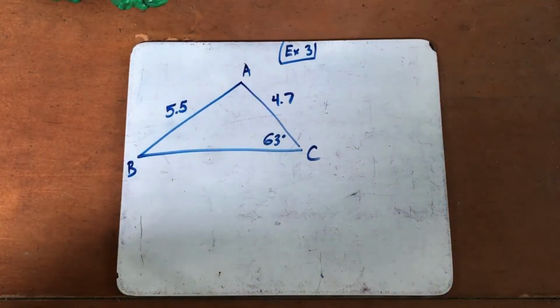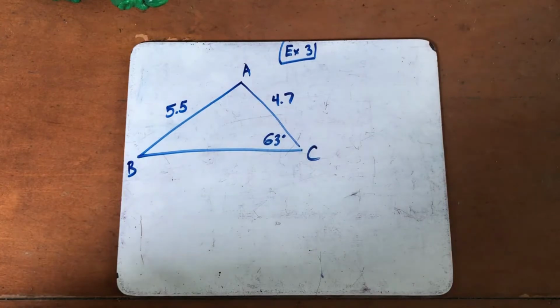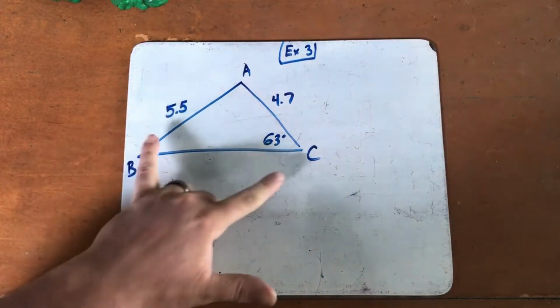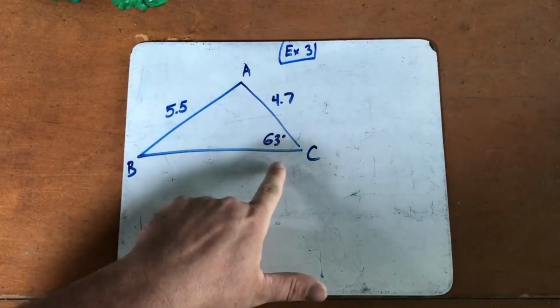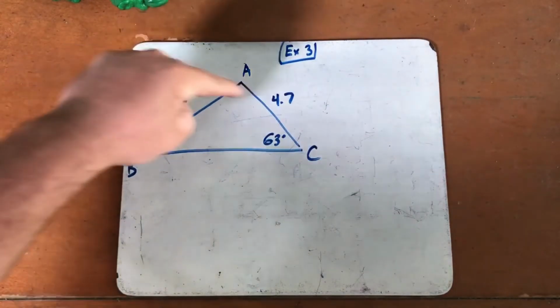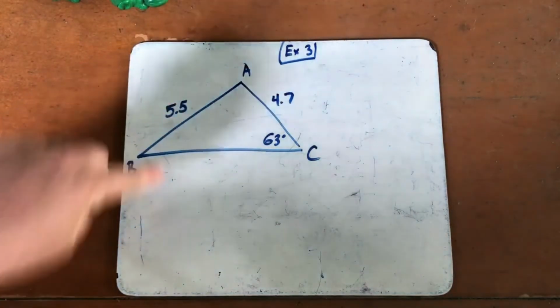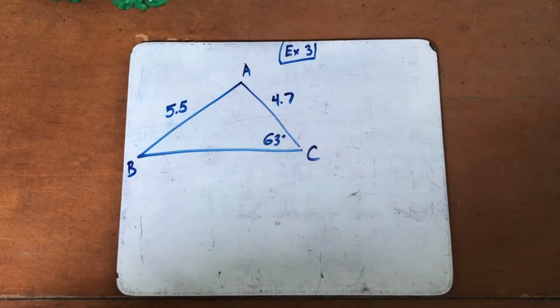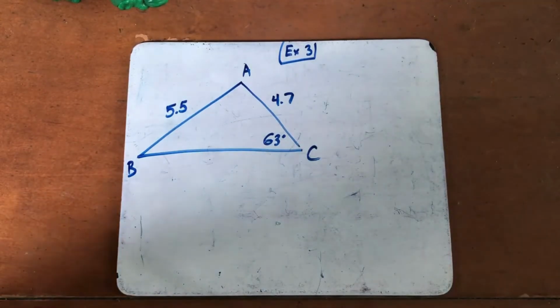All right, looking at example 3. Example 3 is a little different. Notice that example 3 only has one angle, but it has two sides. I have a corresponding pair of angle C with its opposite side, and then I have the side opposite of angle B. So when I do this one, I'm still going to do it by solving a proportion.